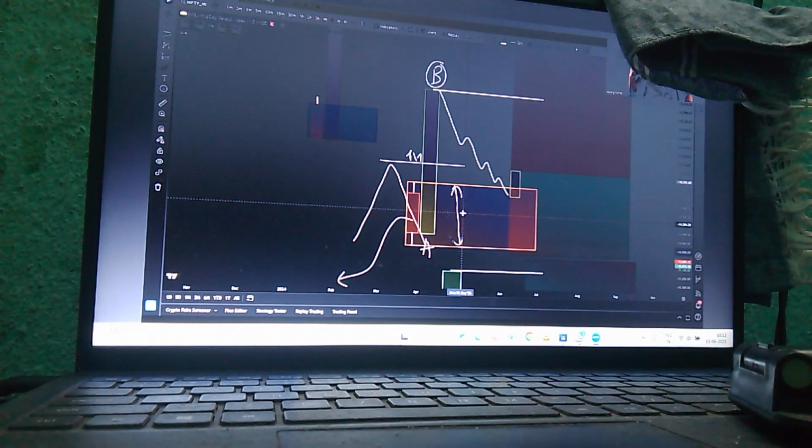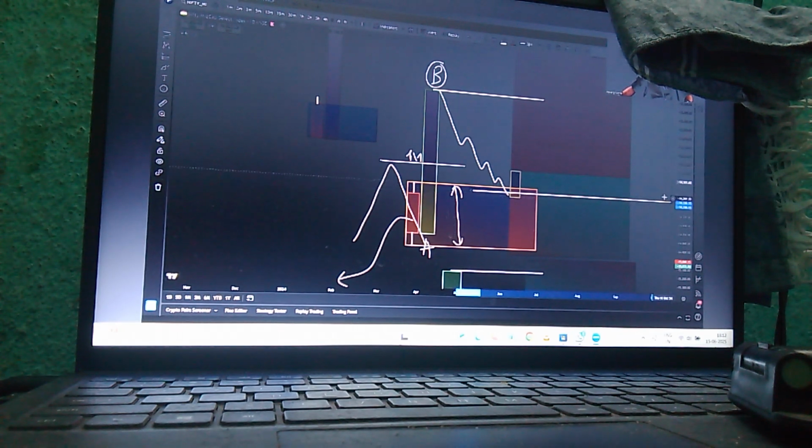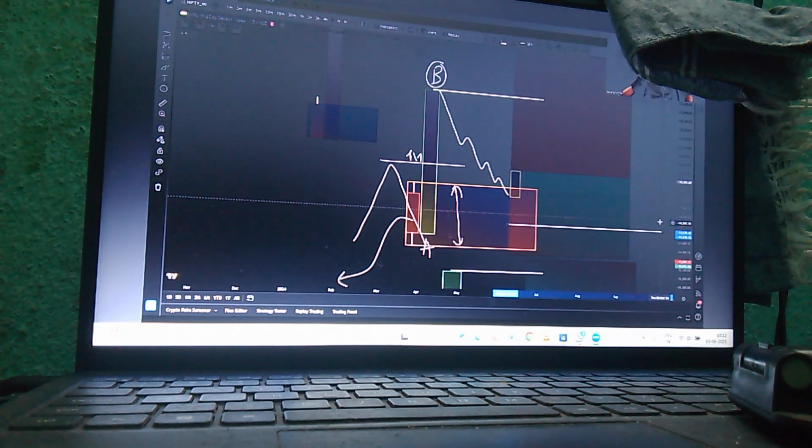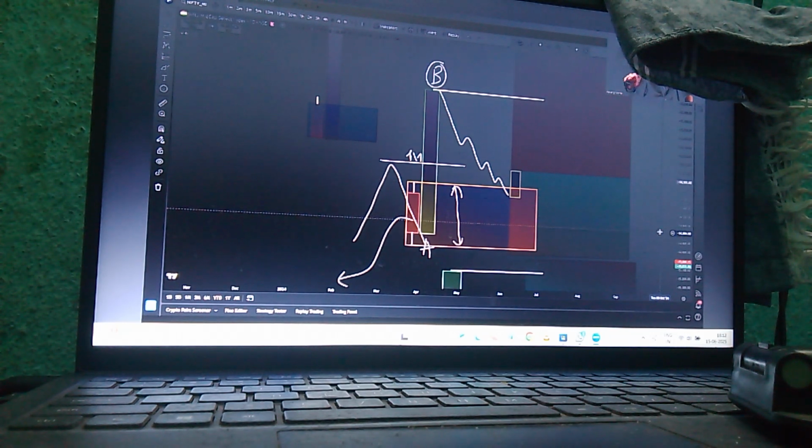Now, I will never know the exact price at which institutions have bought, but I can know a range in which institutions created their buy positions. So, for example, I may not know that this is the exact price at which institutions bought, or maybe there is this price at which institutions bought. I don't know. All I know is that in all probabilities institutions have bought in this range.